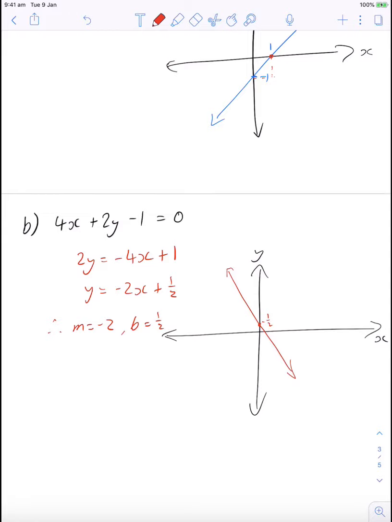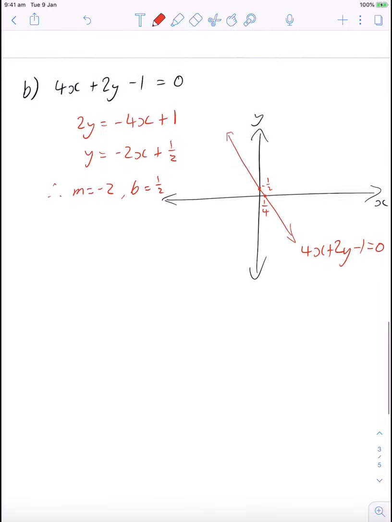Can be good just to show our x-intercept. So when y equals 0, if you rearrange that equation, we're going to get x equals a quarter. Alright, so that's actually equaling a quarter there. I'm zoomed in pretty close. And so that gives me the equation 4x plus 2y minus 1 equals 0.